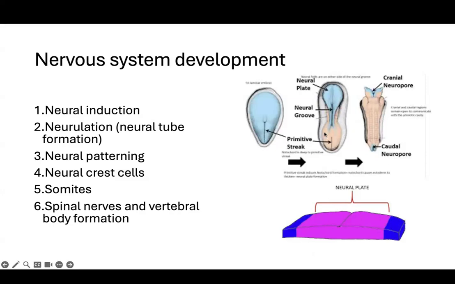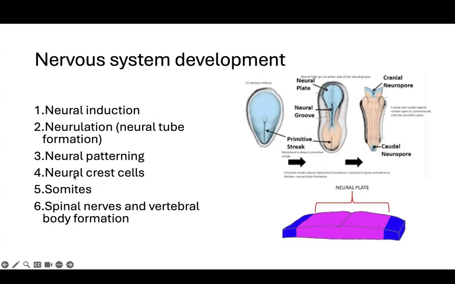So obviously at the beginning you've got literally a streak, you've got a node, which then start forming grooves and the plates on either end, and then they eventually form a tube with a cranial, a top, and a caudal, a bottom, hole. And that is exactly what's happening. And this process is called neurulation. Neural patterning is again controlled by a host of genes.